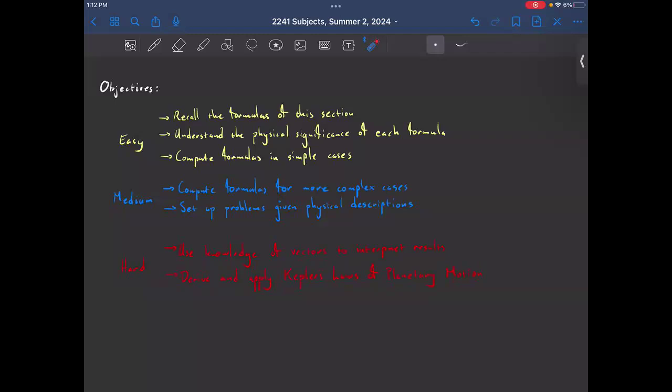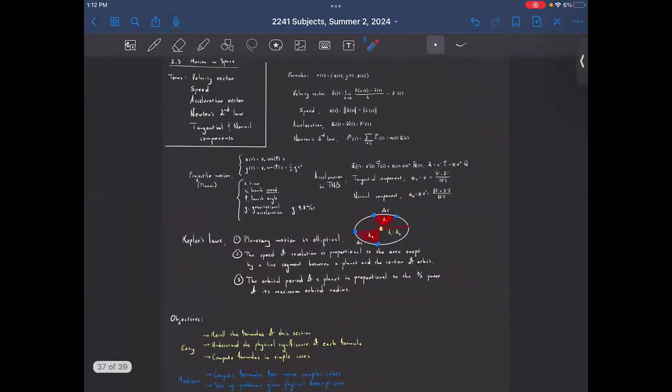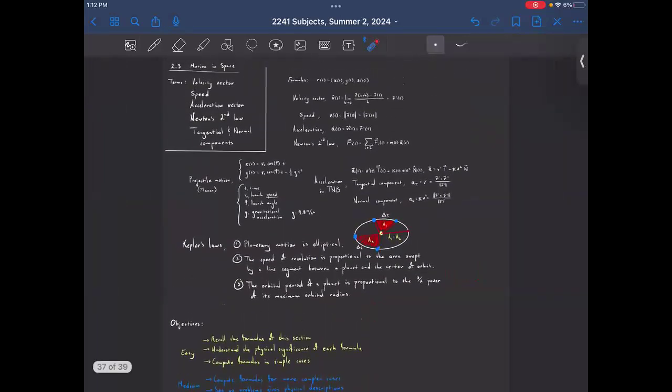All right, and that's going to be it for our overview. Like I said, it's a short one, and we'll cover examples in the next section.